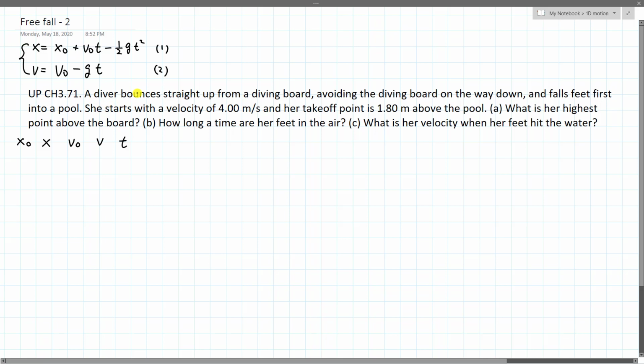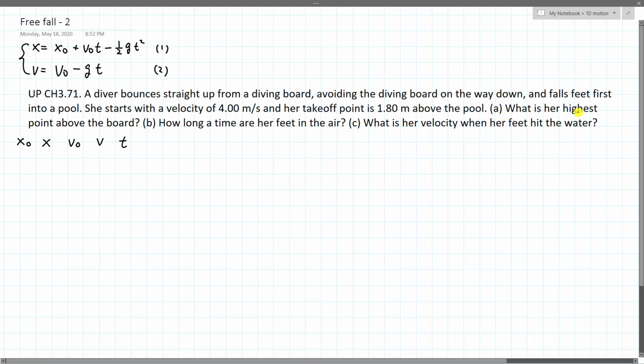A diver bounces straight up from a diving board, avoiding the diving board on the way down, and falls feet first into a pool. She starts with a velocity of 4.00 meters per second, and her takeoff point is 1.80 meters above the pool. We have three questions.